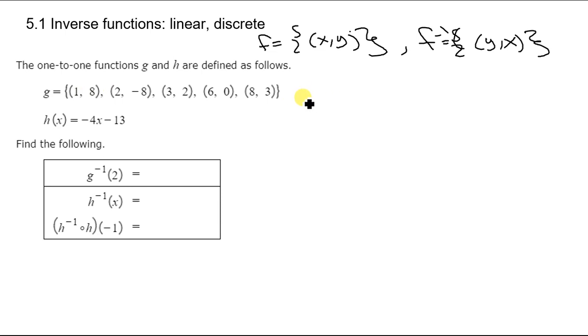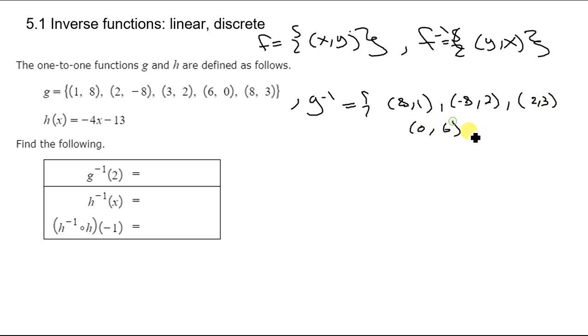And so we can write down what is g inverse here. We take each of these ordered pairs that occurs in the list and switch them. 8, 1, minus 8, 2, 2, 3, 0, 6, and 3, 8. So now what is g inverse of 2? g inverse takes 2 to 3.